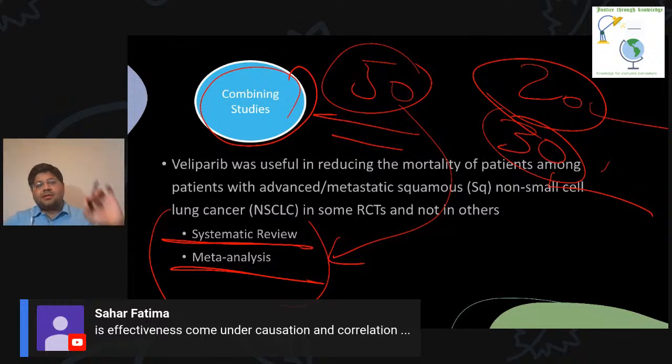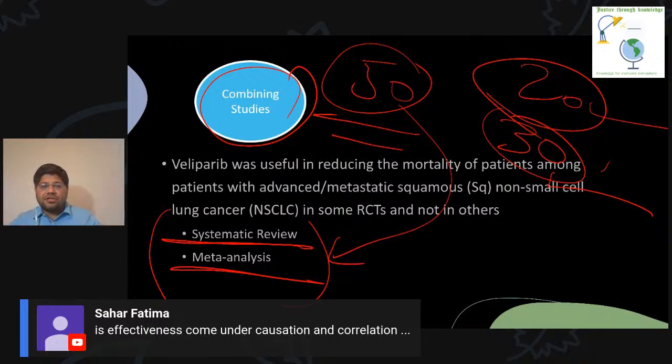Correlation, association, causation, efficacy, and effectiveness, all of them have their own meaning. That's one thing. Now, does effectiveness come under causation and correlation? A very naive and superficial answer to this would be that it doesn't come under correlation. It's a specific type of causation, where you are inducing a cause.